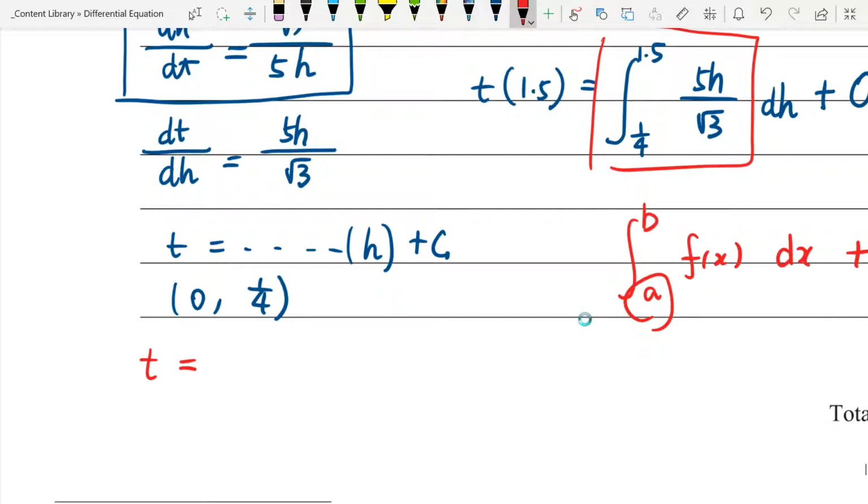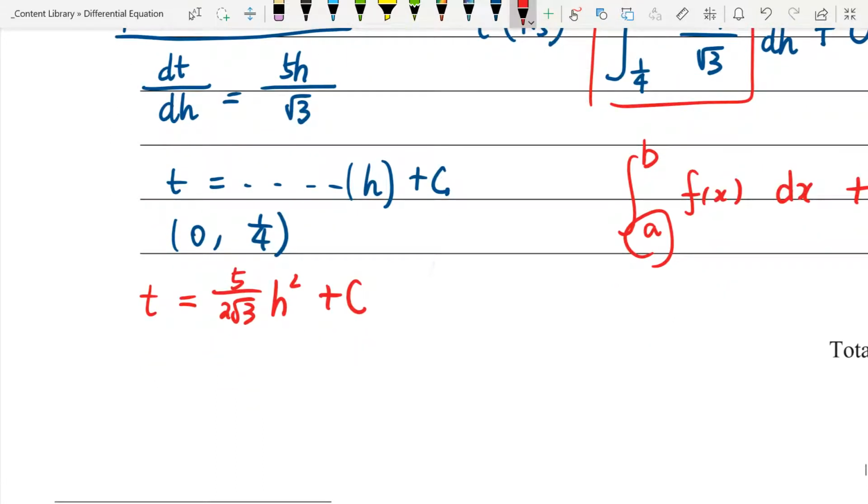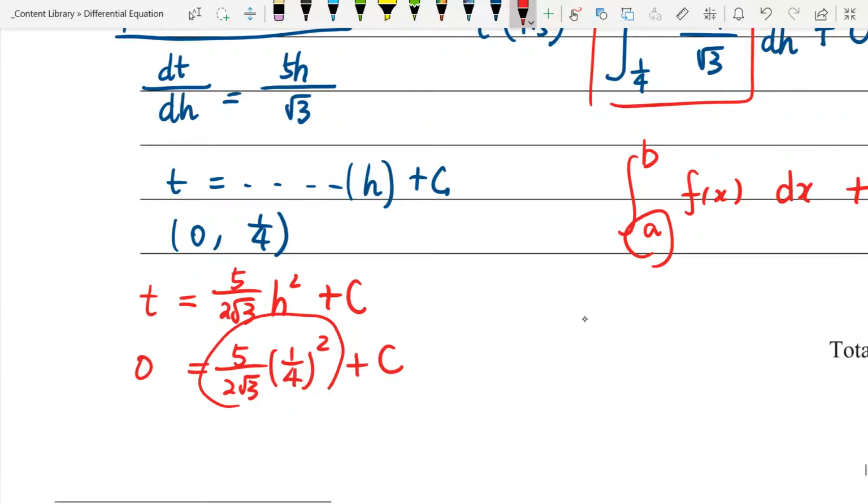So t, well in this case if you look at that, t should be 5 over 2 root 3 h squared plus c, right? And then we need to substitute time equals to 0, and then that equals to a quarter squared, and then work out c. C should be the negative of that. Do you get that?